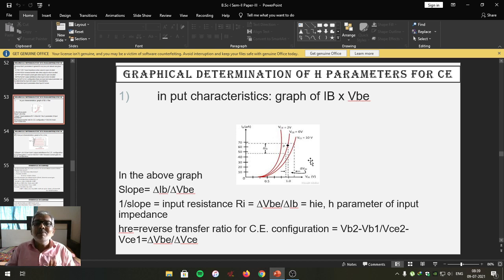To determine the input parameters, we are going to consider the input characteristics, and to determine the output parameters, we are going to consider the output IV characteristics. So now we are interested to determine the input parameters of BJT in common emitter configuration. So by considering the graph of IB versus VBE, which is represented here, what to do further?